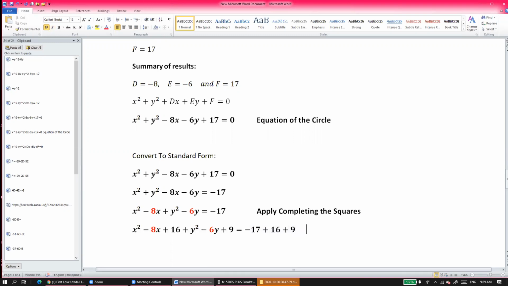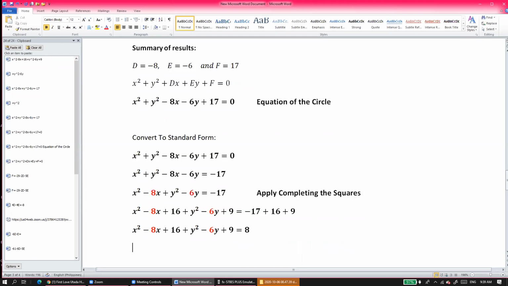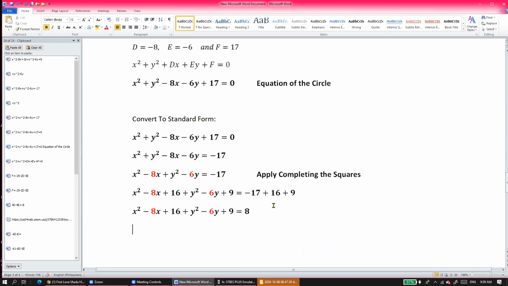So let us simplify it now. The left side is retained first. Equal, negative 17 and positive 16 is negative 1. Negative 1 and positive 9, I think this is equal to 8. So we simplify further. So 8 is what we found on the right hand side of our equation.